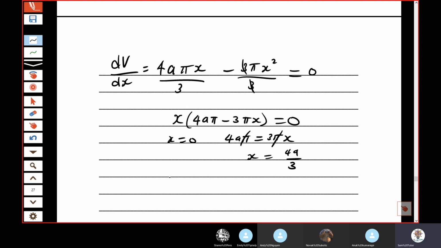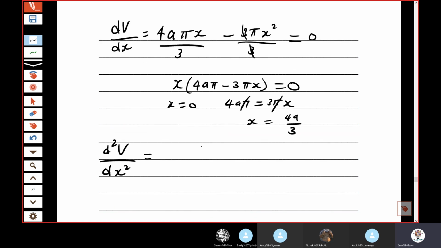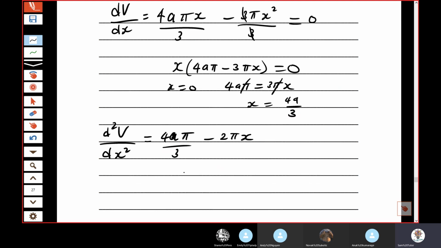Now what do we do? Feels like you've done a lot of math, but you're not done. You have to prove its nature. So second derivative, d squared V on dx squared. That's how the second derivatives are written. 4a pi on 3 minus 2 pi x. Sub in x, right? That's what you do now.